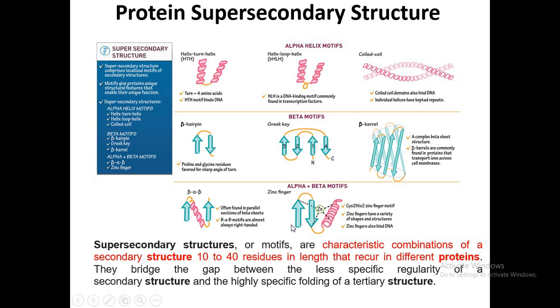So it is also possible that we have motifs having both alpha helices and beta sheets. In this scenario, we will call this type of super secondary structure an alpha beta motif. So what is the alpha beta motif? Alpha beta motifs are the combination of different types of secondary structure of protein. They may be alpha helix and beta pleated sheet. So this was about the super secondary structure of proteins.